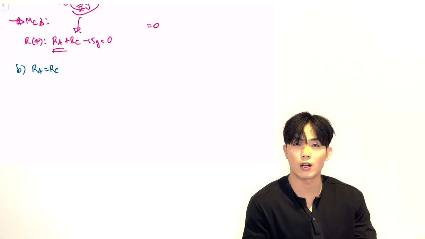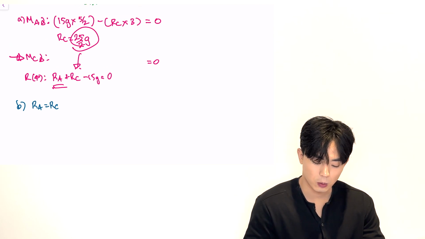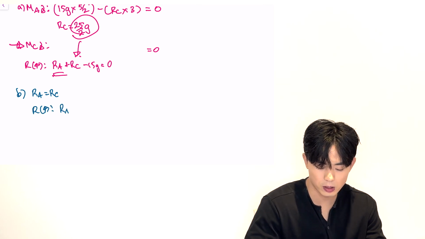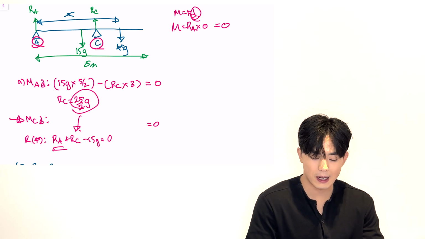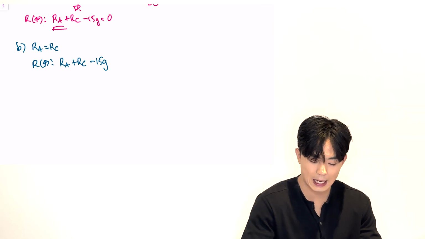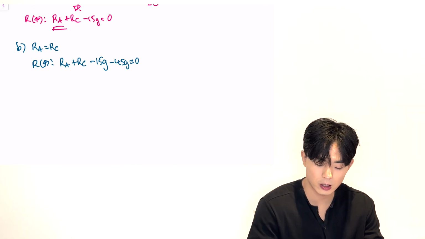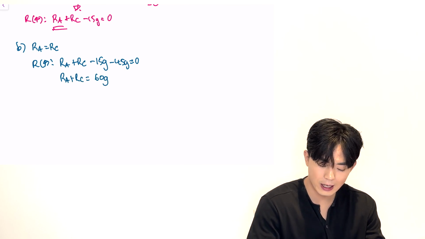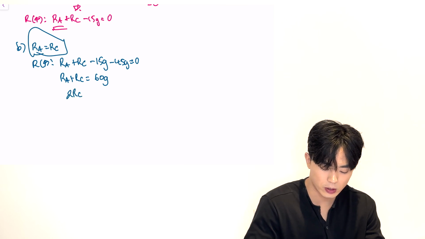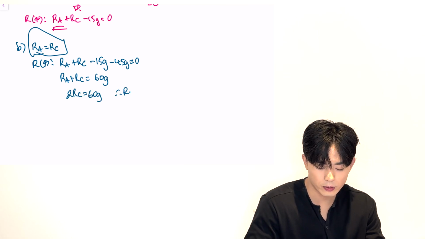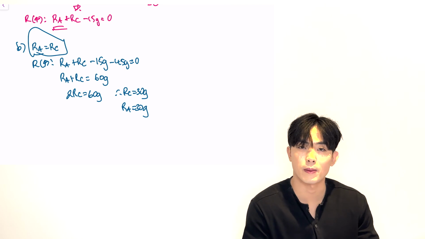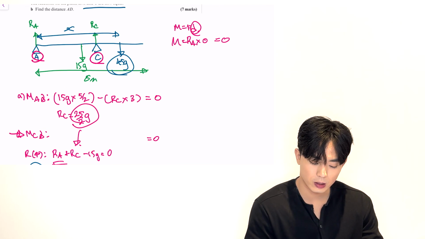So I can work out RA and RC straight away. I'm going to resolve vertically upwards like before. RA acting upwards, RC acting upwards, minus 15g for the weight acting downwards, but there's also the weight of the man acting downwards, so minus 45g as well, is equal to 0. So RA plus RC is equal to 60g. RA is equal to RC, so 2RC is equal to 60g. Therefore RC is equal to 30g, which also makes RA equal to 30g. So we know the reactions at each force. This will come in handy later on. Now we're going to have to do moments.